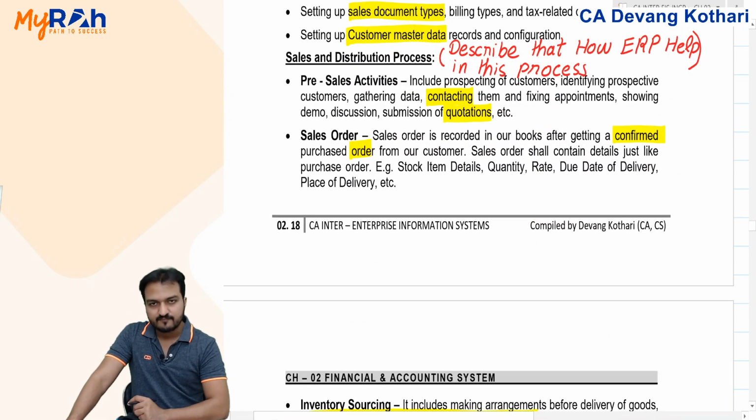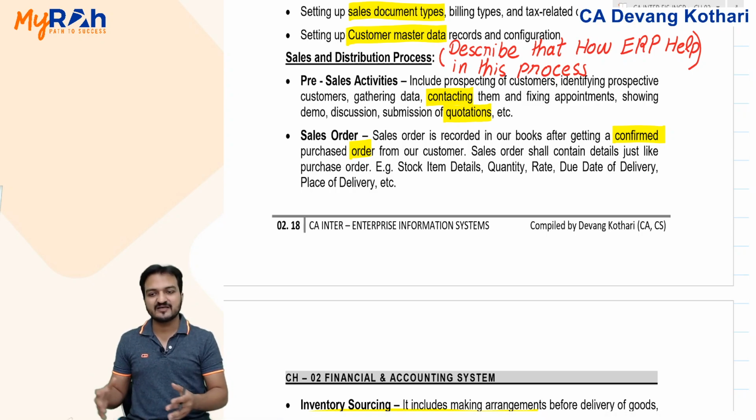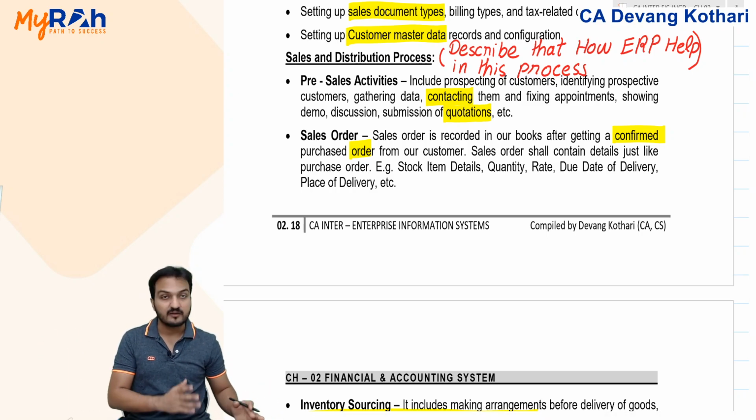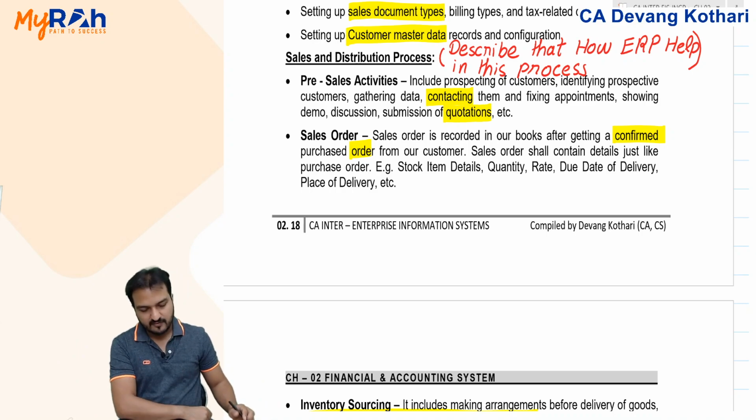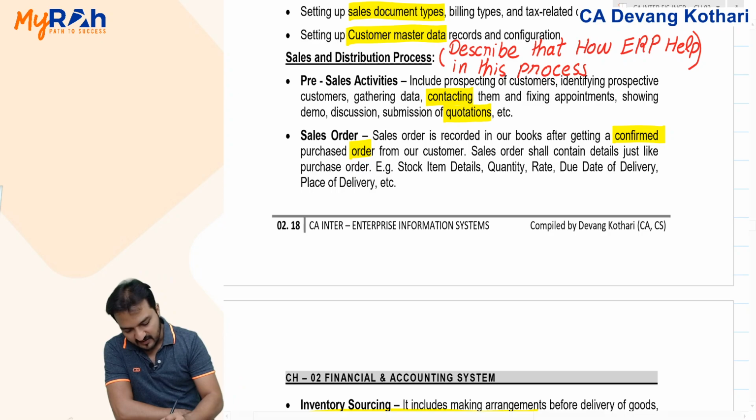Next they have described the sales process. The sales process is basically how does sales happen in my company. But this sales process, if you answer in the exam, for this topic here, you do not answer just what the sales process is. Instead, you need to describe how the ERP will help you in this process.